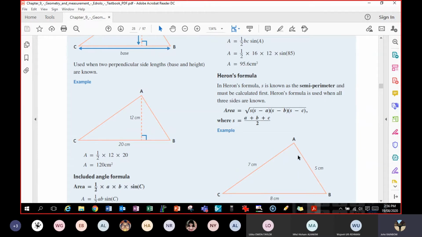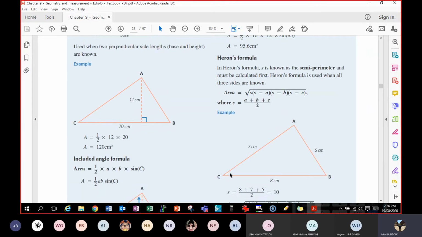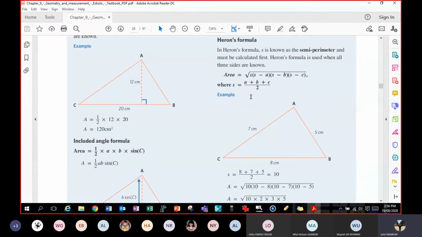If you're given 3 lengths, the first thing you need to do is find the value of S. The value of S is this length plus this length plus this length divided by 2. 8 plus 7 plus 5 divided by 2 equals 10. Then what you do is you're going to have 10 times by the value of S minus this length, 10, or this length, 10 minus 8, times by 10 minus 7, times by 10 minus 5.